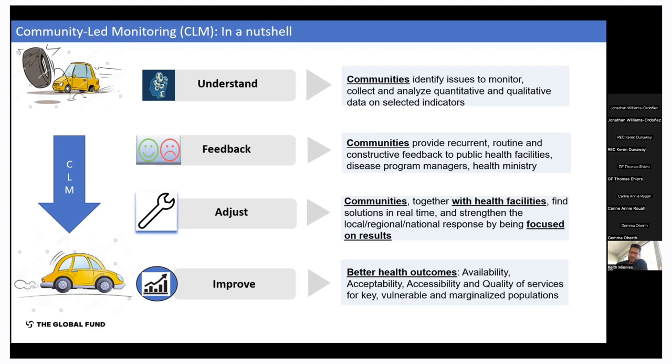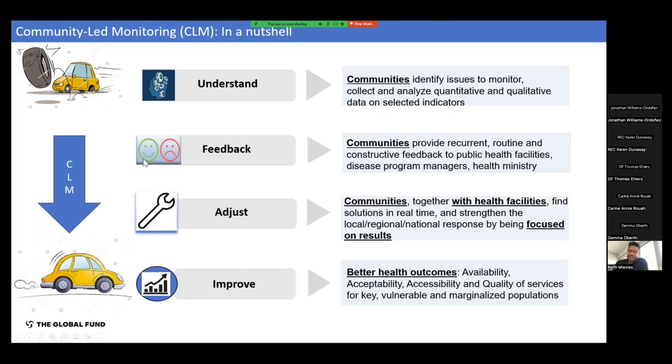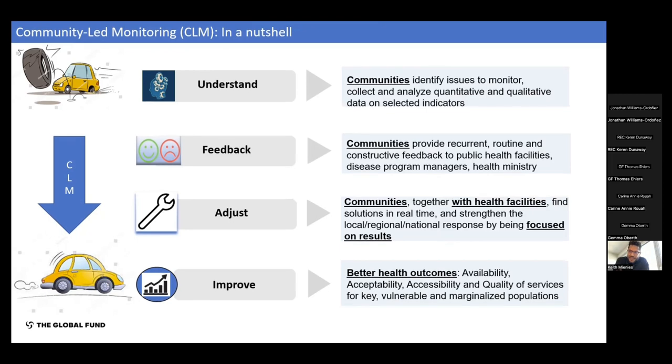So CLM, in a very summarized version, can be structured along these four key components: understanding, feedback, adjusting, and improving. First of all, we need to understand, and communities themselves need to understand, what the health and legal literacies are and how exactly they can collect data and develop indicators to continuously collect quantitative and qualitative data to assess whether those rights and health entitlements are in fact respected.